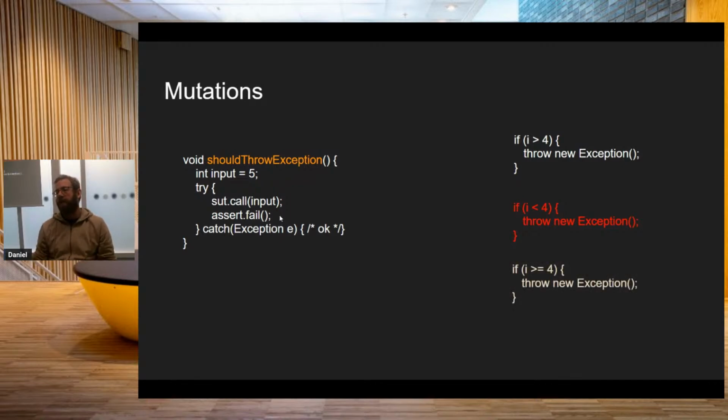Then I create a new test case here. i bigger or equal to 4. With this test case, 5. Let's check. It's going to throw an exception. So with this test case, we're not killing this mutant. The problem is that we are not testing on the edge of this if statement. We're testing with 5 and not with 4. So if I had another test case where we're also testing with 4, then I would kill this mutant. You understand?